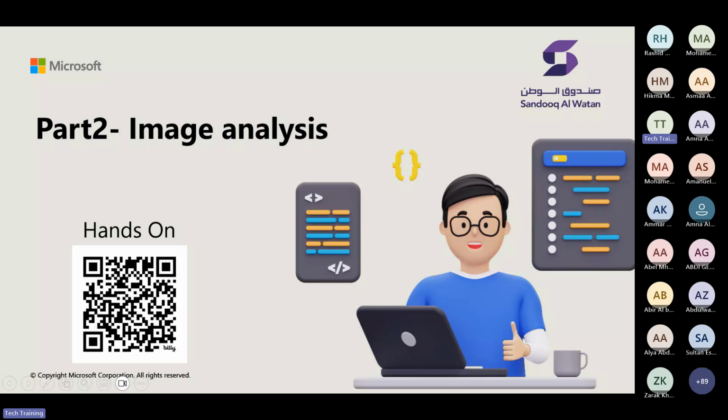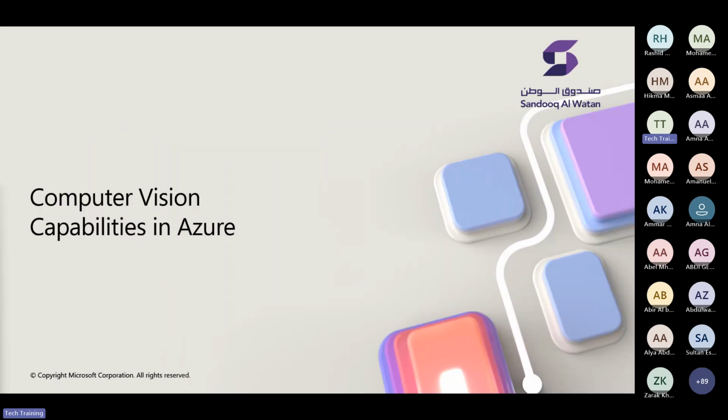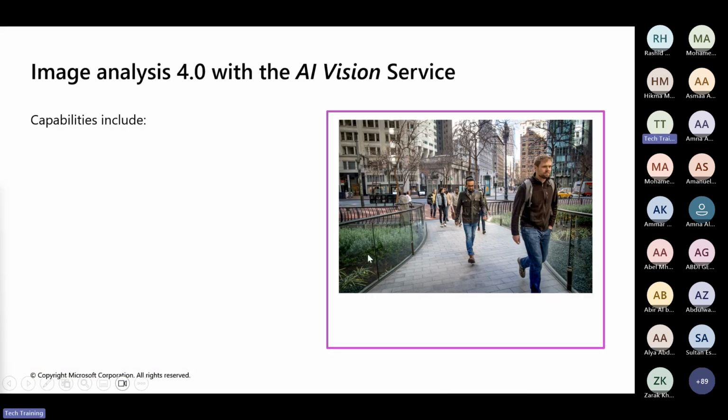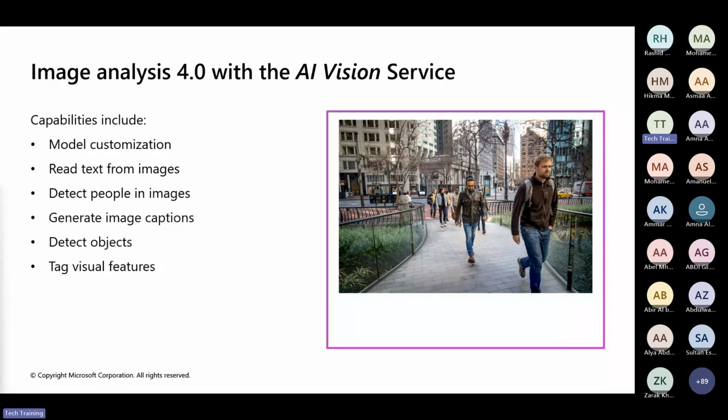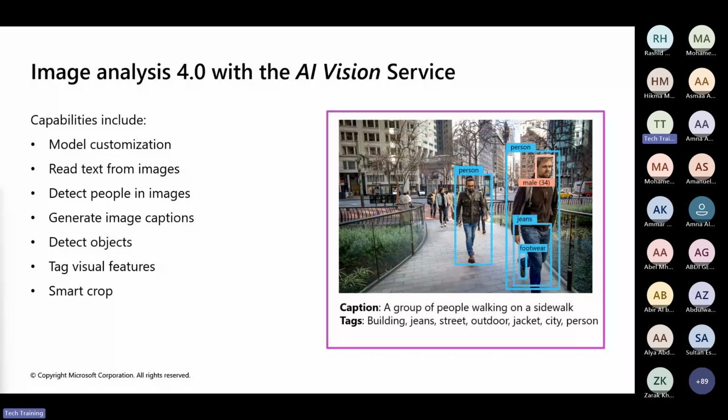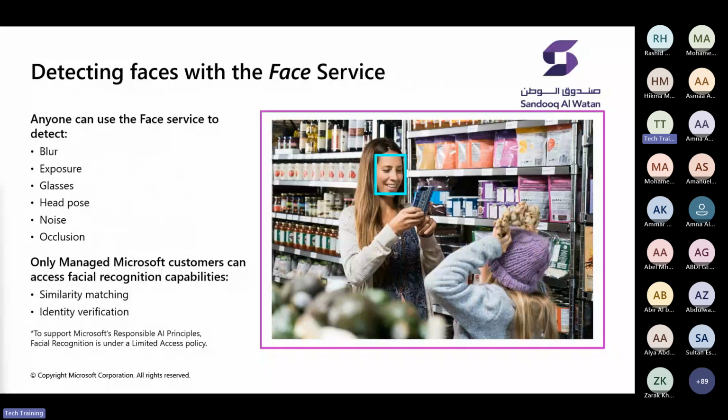So we are done with this first exercise. Now let's explain a bit of another capability in computer vision, which includes model customization. It can detect people, see faces, generate image captions, detect objects, and tag visual features, whatever we're talking about. So this is the next feature we're going to talk about, which is the face service. I will show you the allowed abilities with the face service in order to get familiar with that.